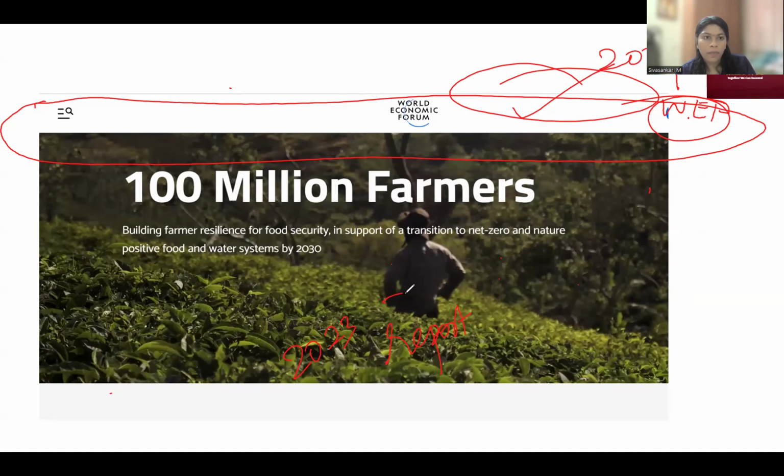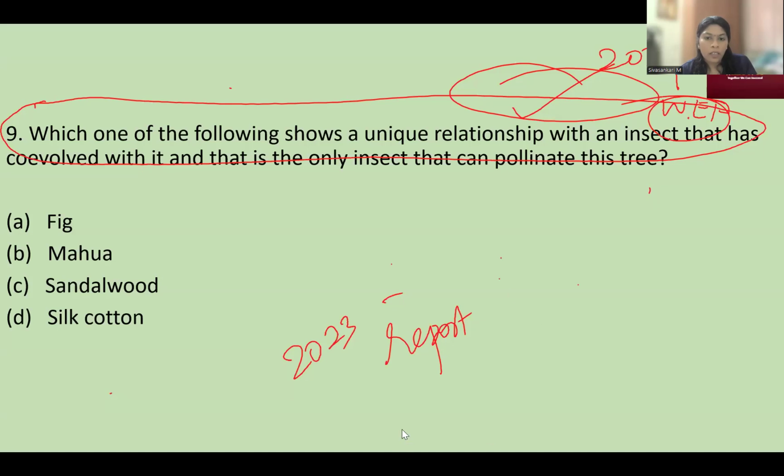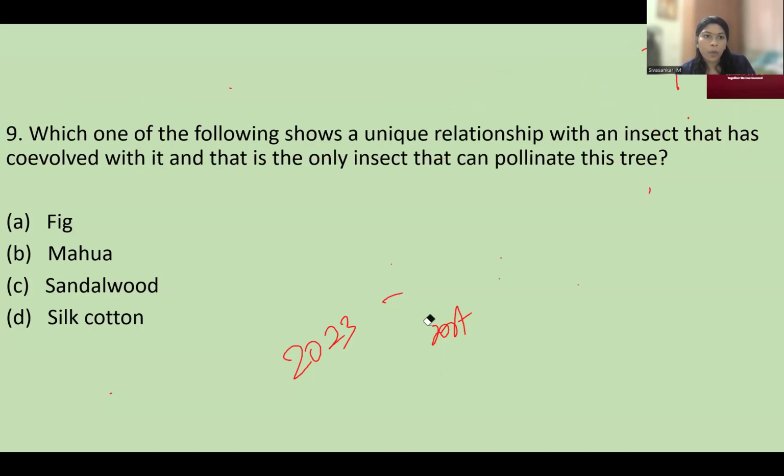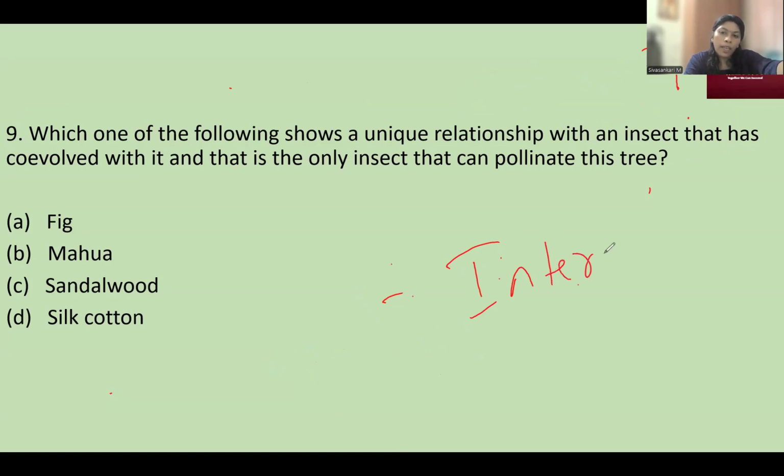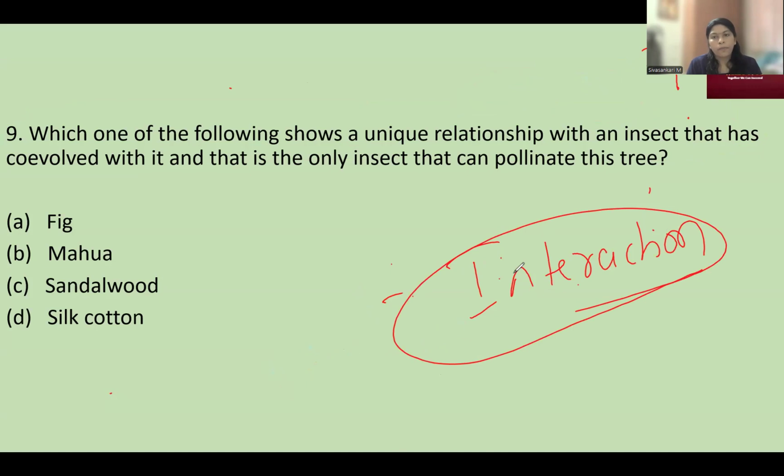See this. Which one of the following shows a unique relationship with an insect that has co-evolved with it? And that's the only insect that can pollinate this tree. Oh, this type, that is the interaction unit, is very, very important. From the interaction unit, you will get a lot of questions. And one such example is this.